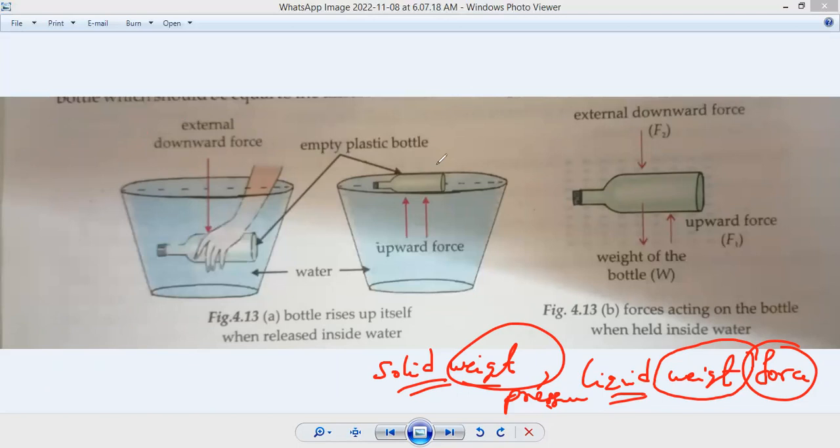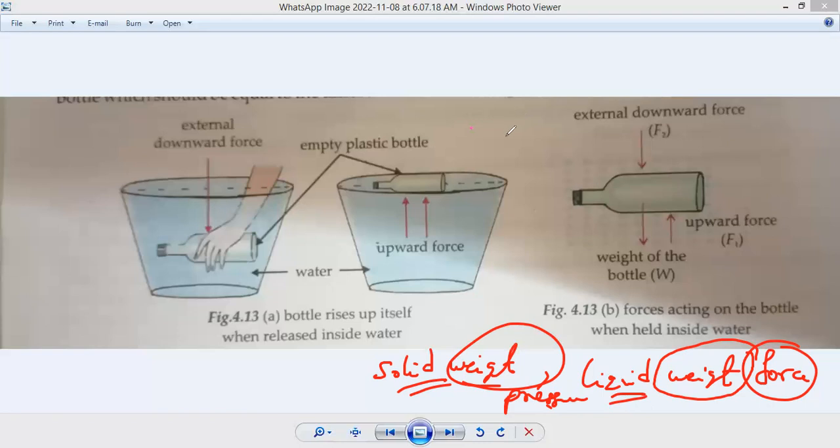So try to answer the questions from this activity. Please, anybody, you all even experience this one. Can anybody tell me what is the reason behind it? Liquid pressure. Yes. So liquid pressure, Mr. Hari, but in what direction is it acting? That is my question. Upward direction, sir. That is it.